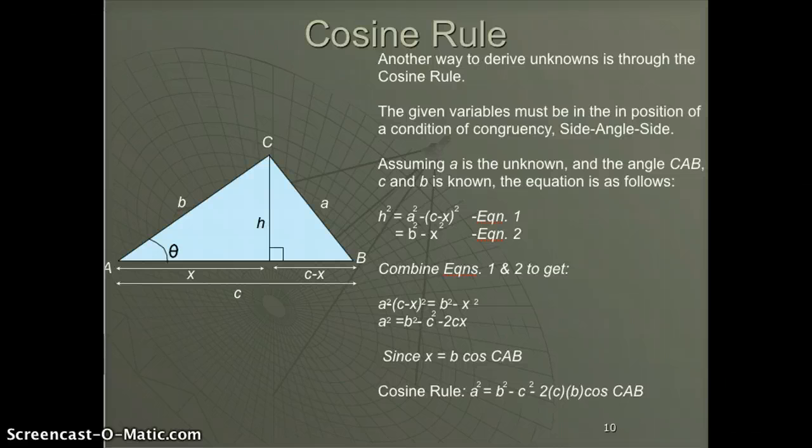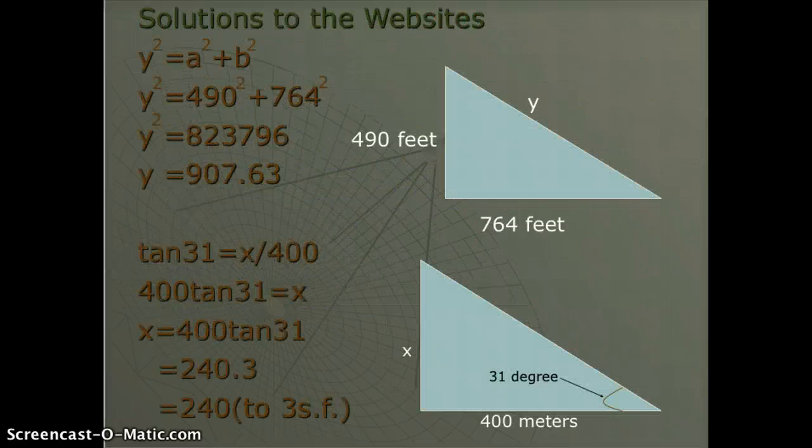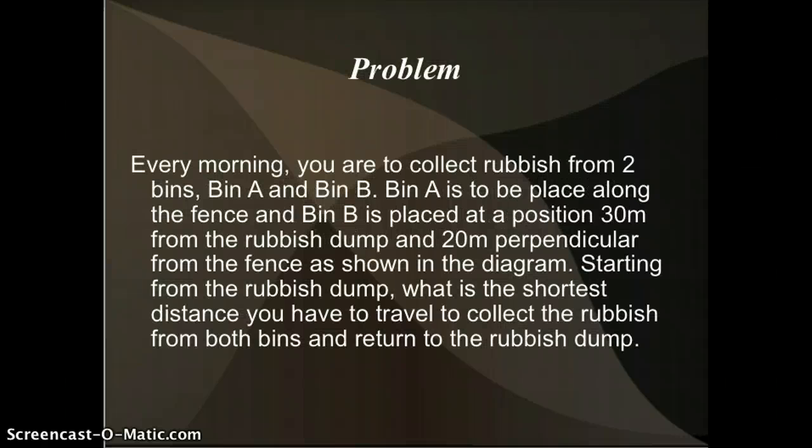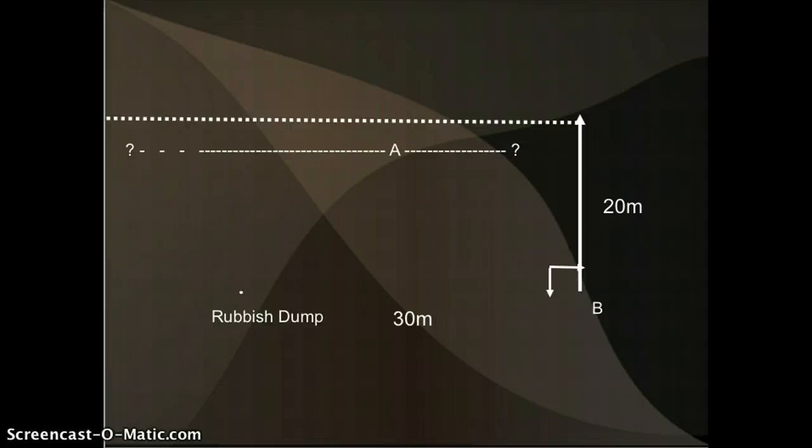Here is one problem we have decided to present. Every morning, you are to collect rubbish from two bins, bin A and bin B. Bin A is to be placed along the fence, and bin B is placed at a position 30 meters from the rubbish dump and 20 meters perpendicular from the fence as shown in the diagram. Starting from the rubbish dump, what is the shortest distance you have to travel to collect the rubbish from both bins and return to the rubbish dump?